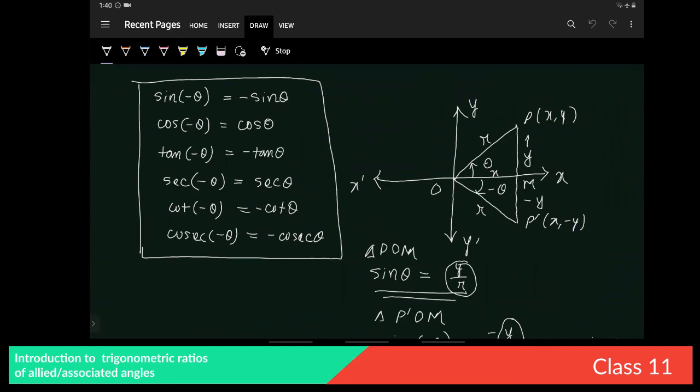So that's all for today. In the next class, we will do some problems related to this chapter and these formulas that I have discussed.